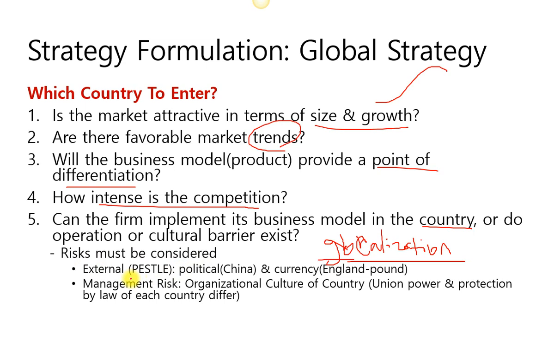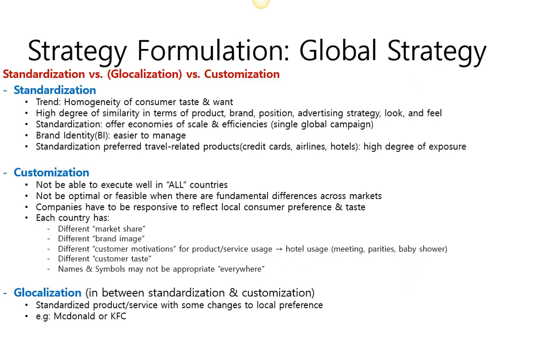Risks must be considered, like political risk in China. Currency is very expensive in England, but the pound and the union power and things like that, the law of each country should be considered. And yeah, I just talked about co-localization.